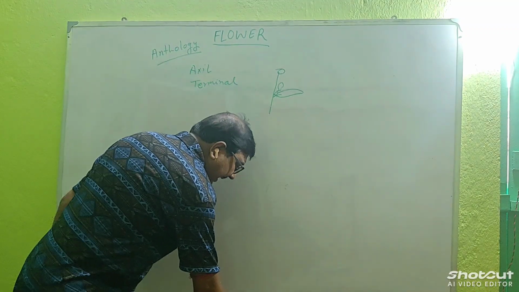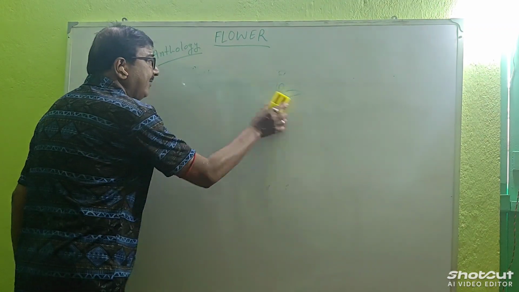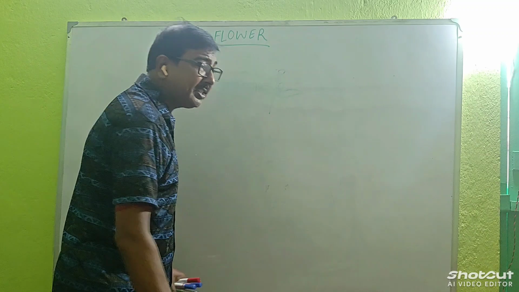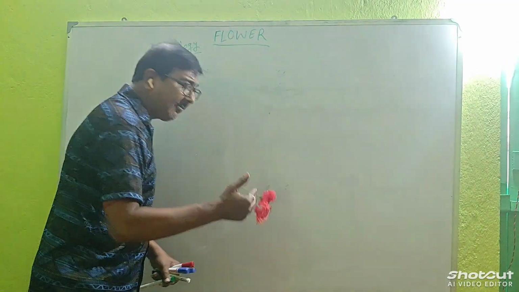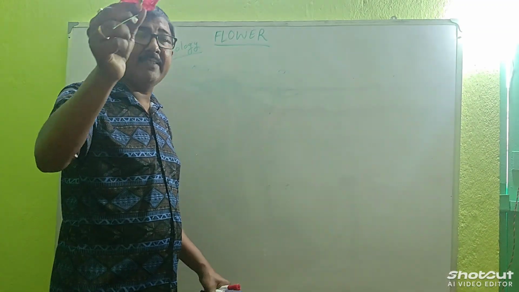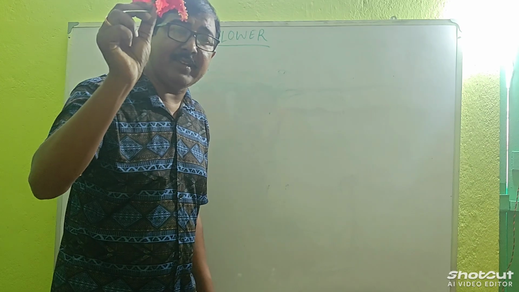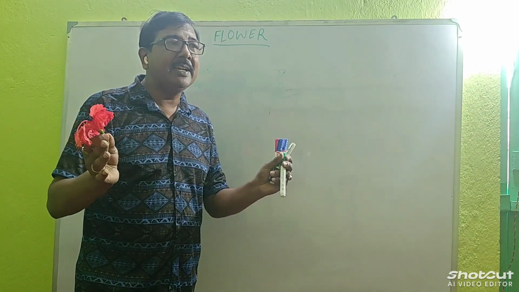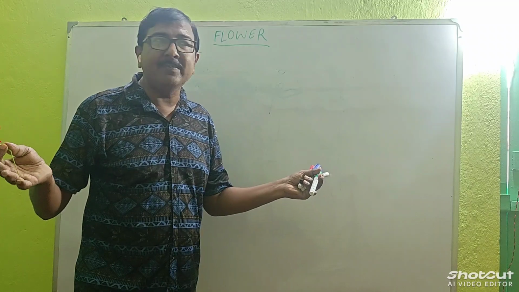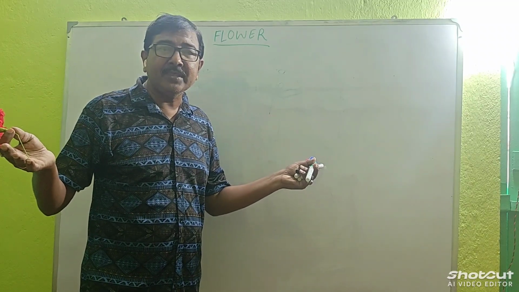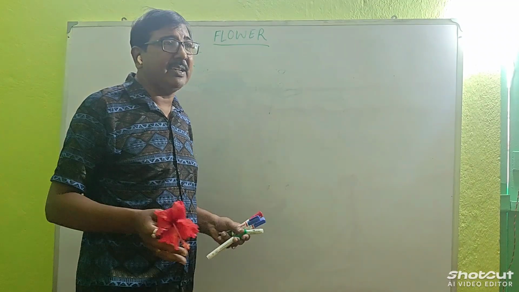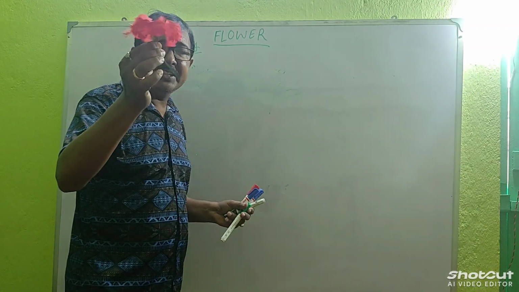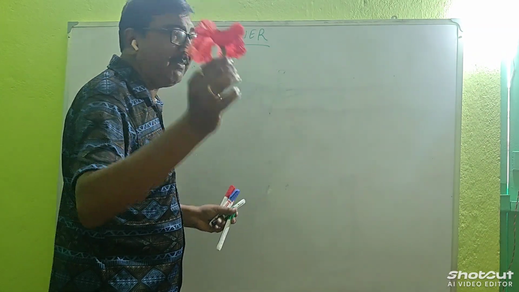Next, solitary flower and inflorescence. Solitary flower means a single flower is present. If a group of flowers is present, this is inflorescence. Example, raceme is the example. And China rose is the solitary flower.